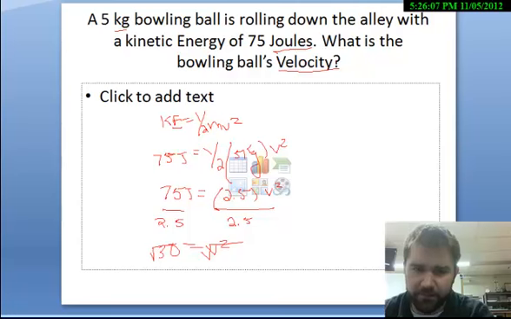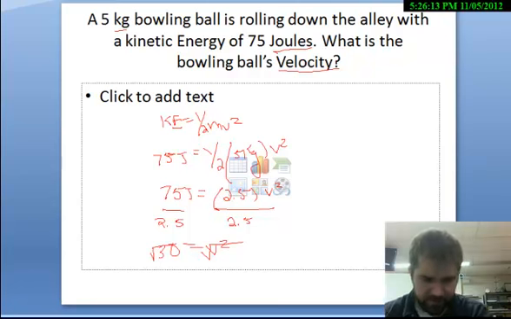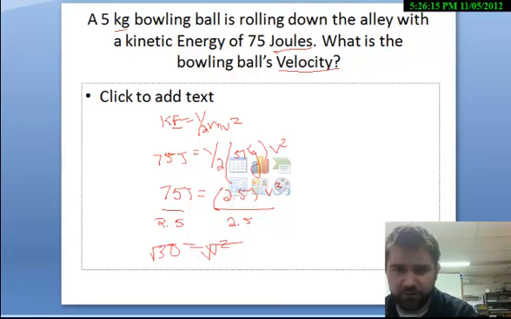Sorry about the pen there. But I take the square root of 30 and I get 5.477 or 5.48. So velocity is equal to 5.48 meters per second.